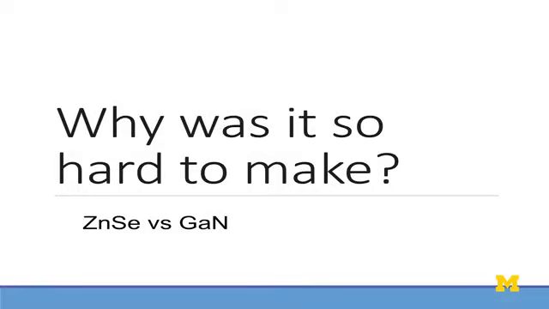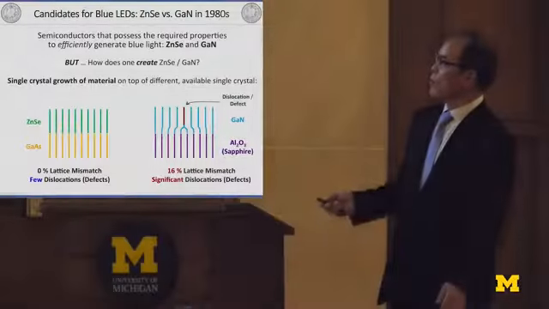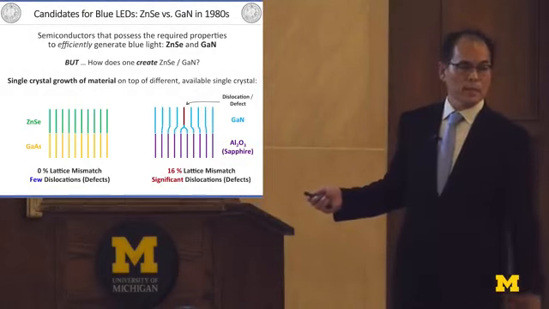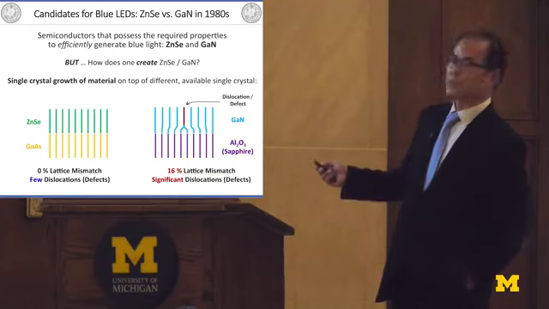So next, why was it difficult to develop blue LEDs? So I told you in the 70s and 80s, blue LED research was very popular among scientists all over the world. At that time, two kinds of materials were available to develop blue LEDs, because the emission color is determined by the material's band gap energy. So at that time, two kinds of materials were available to develop blue LEDs: zinc selenide or gallium nitride based material.